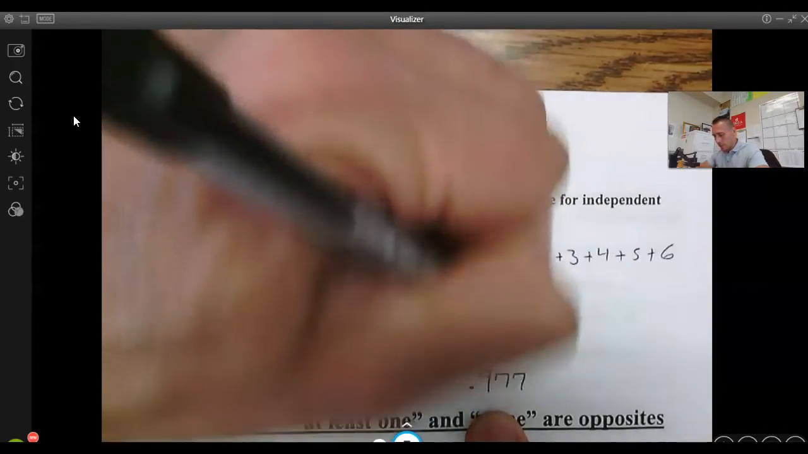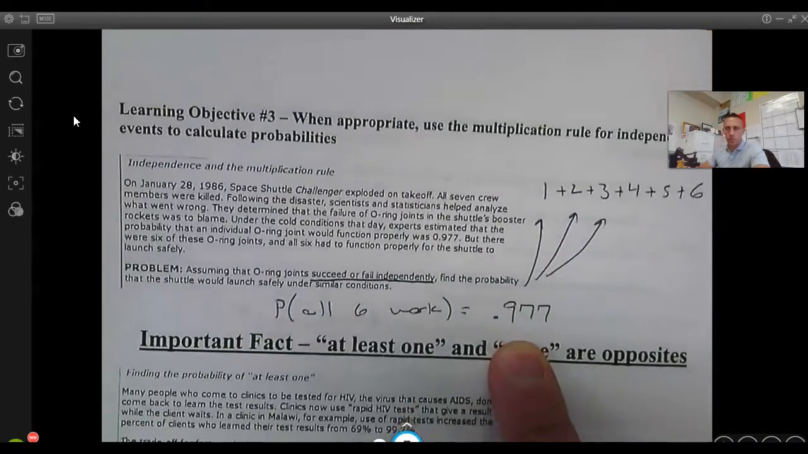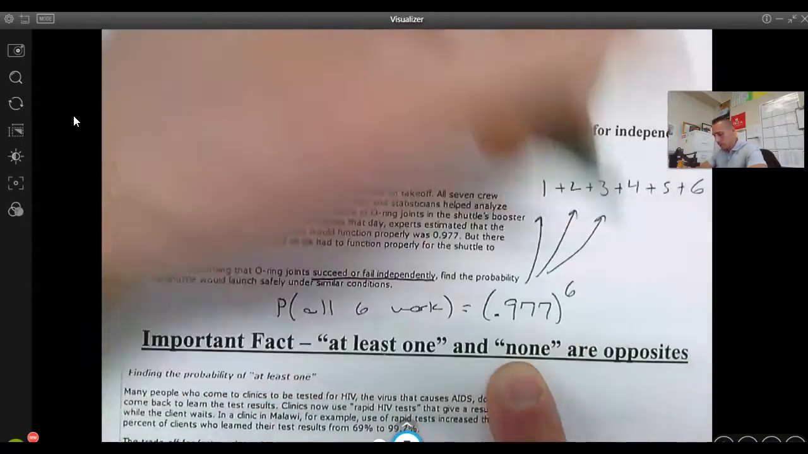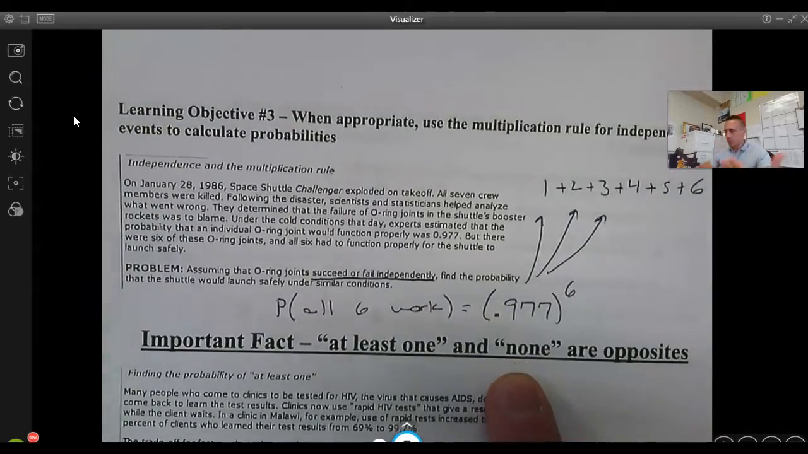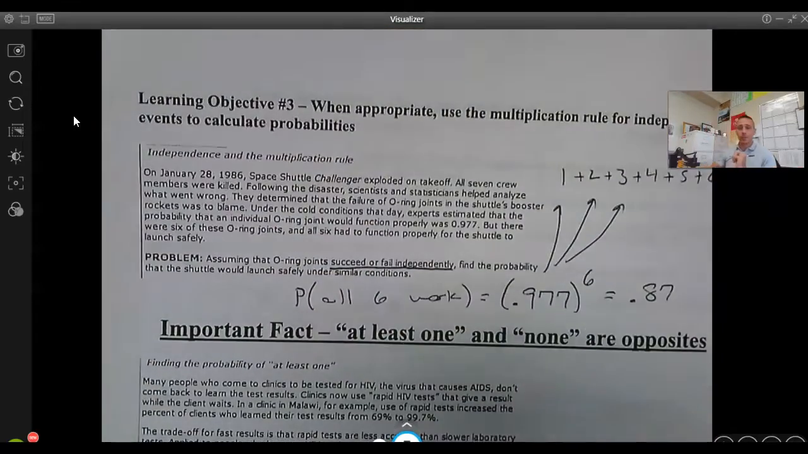The probability that each one of these works is 0.977 for all 6 of these. So I can multiply 0.977 by itself 6 times or raise it to the 6th power. When we do that, we get 87%.